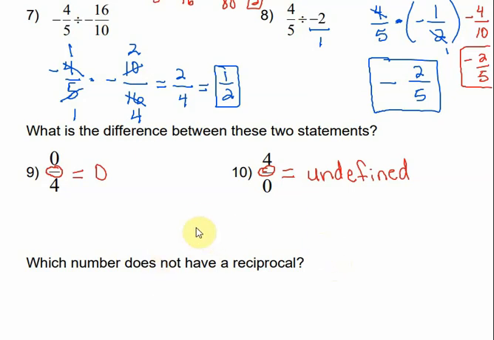So which number on the number line does not have a reciprocal? The only one that we can't flip, the only one that would become undefined if we flip it, is 0.